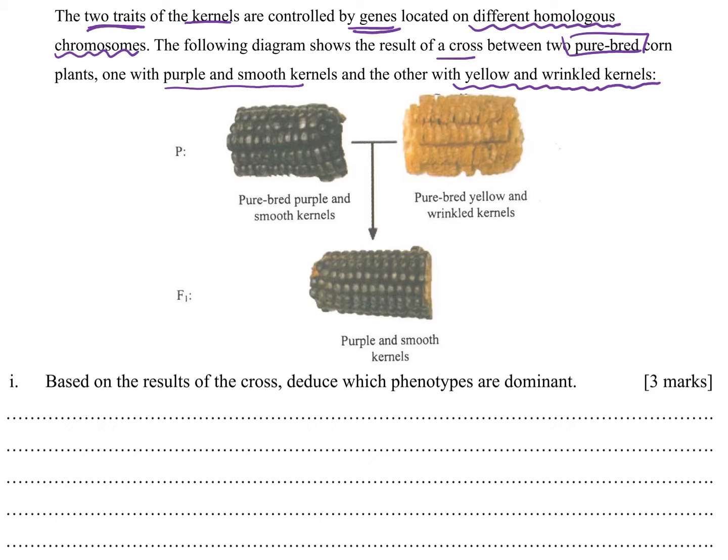Let's take a look at the picture. I would like you to take a look at the picture on the left first. This one is a purebred purple and smooth corn, while on the right is a purebred yellow and wrinkled corn. I want you to highlight the purebred and then write down purebred. That means homozygote.